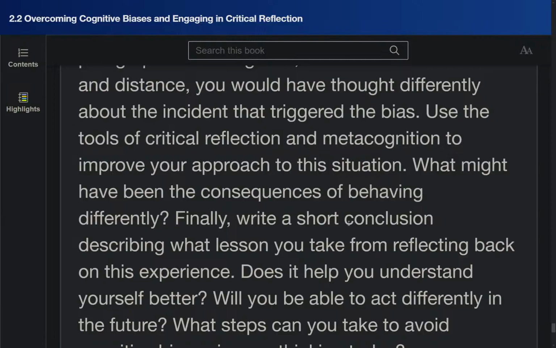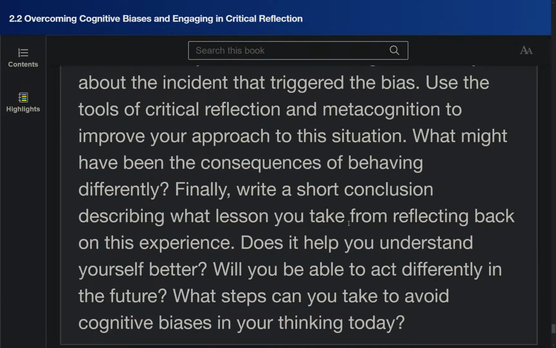Finally, write a short conclusion describing what lesson you take from reflecting back on this experience. Does it help you to understand yourself better? Will you be able to act differently in the future? What steps can you take to avoid cognitive biases in your thinking today?